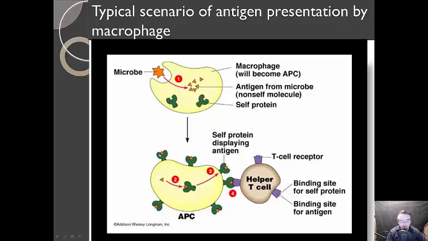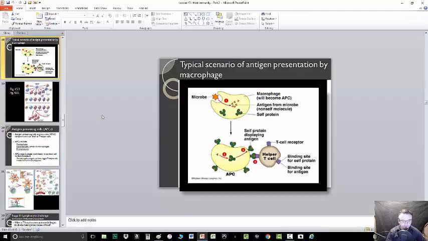These macrophages will all start migrating back towards the lymph nodes. Primarily, some of them will make it to the spleen, but most of the time they're going to the lymph nodes. And when they get there, they're going to start moving around the lymph nodes until they bump into a T helper cell that's got a matching receptor located on that cell surface.